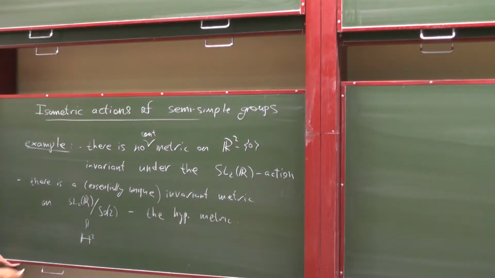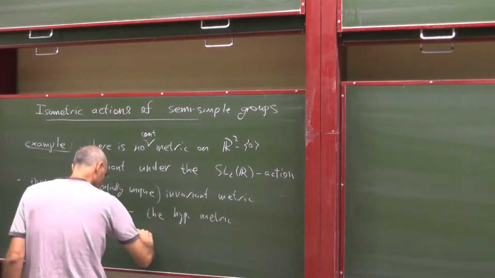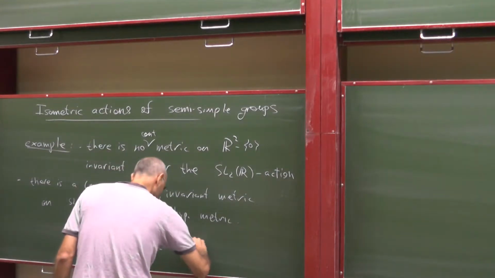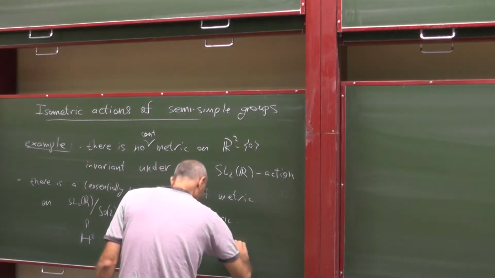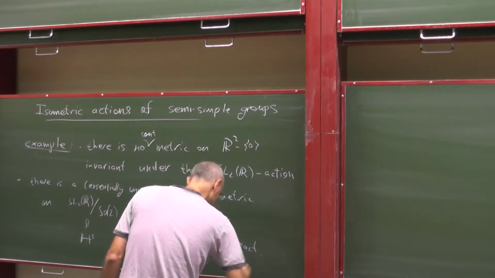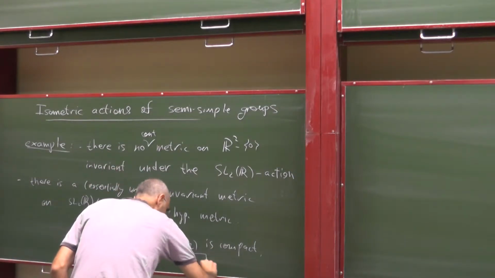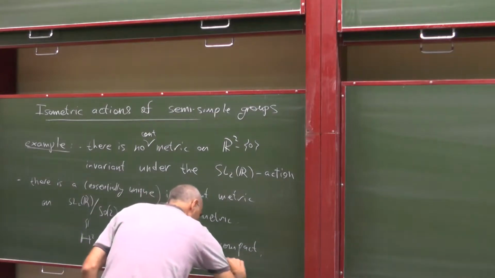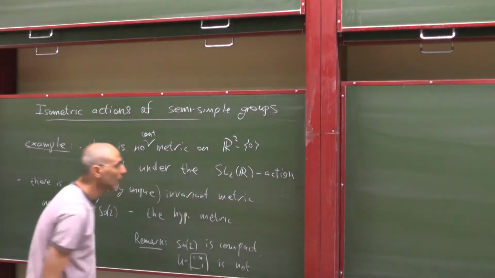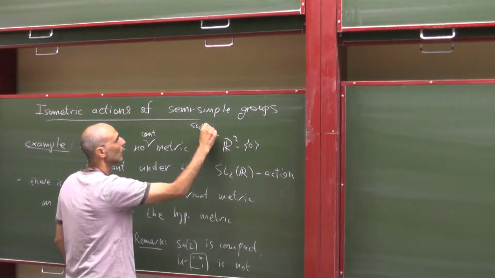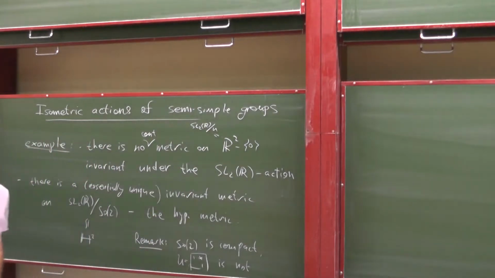And let's, so the remark, I should say, SO2 is compact, while U is not. So there is a difference here between these two cases. This is U and SO2, right? So you can guess the dichotomy.